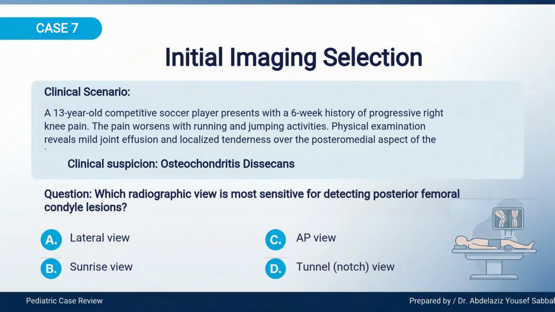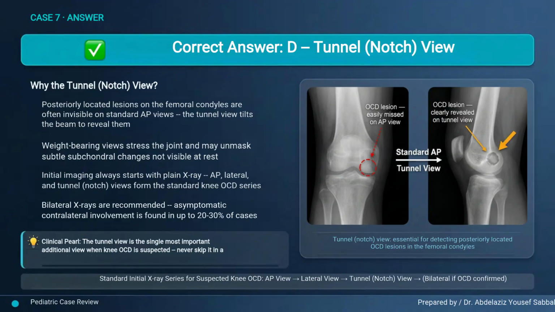Option A, lateral view. Option B, sunrise view. Option C, anteroposterior view. Option D, tunnel notch view. The correct answer is option D, the tunnel notch view. Posteriorly located lesions on the femoral condyles are often invisible on standard anteroposterior views. The tunnel view tilts the beam to reveal them by projecting the intercondylar notch. Weight-bearing views stress the joint and may unmask subtle subchondral changes not visible at rest.